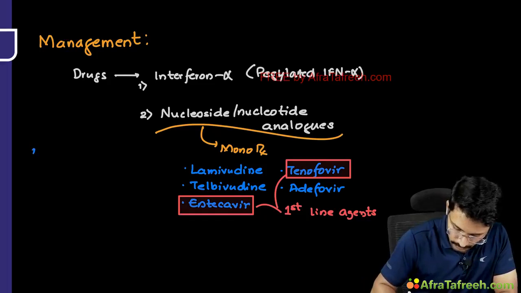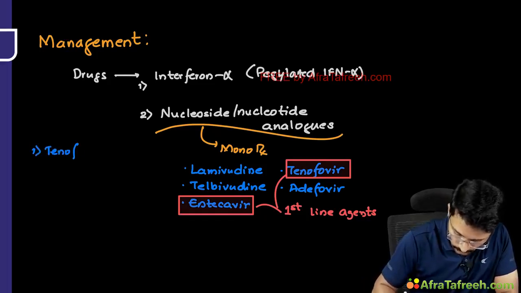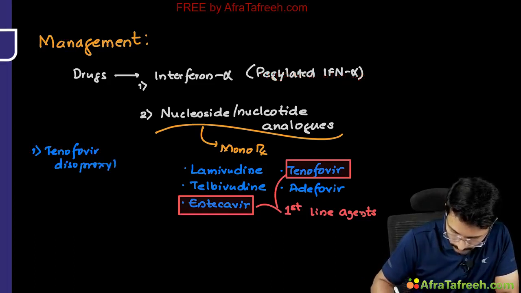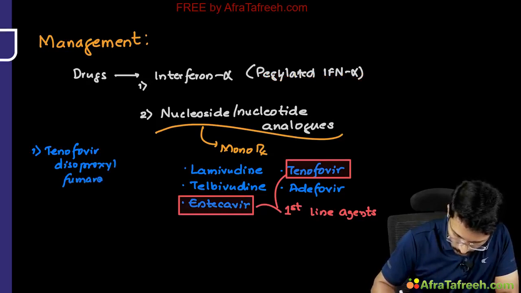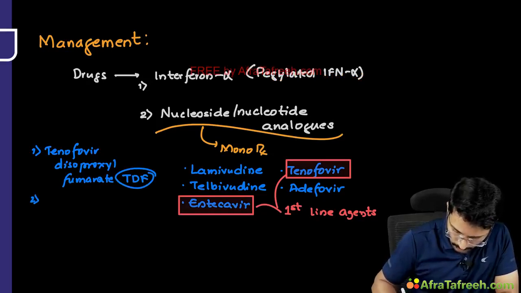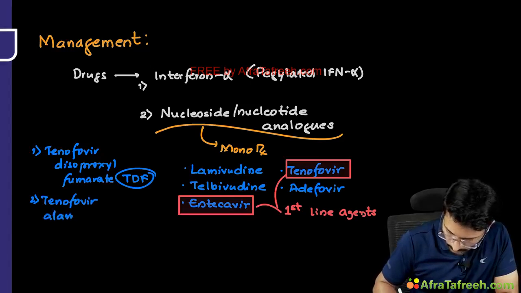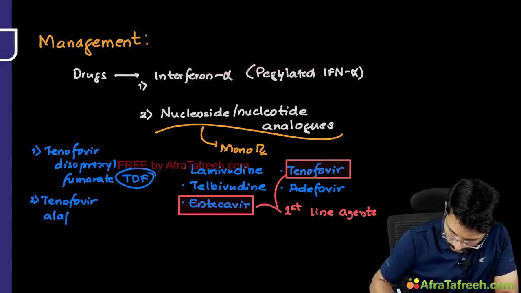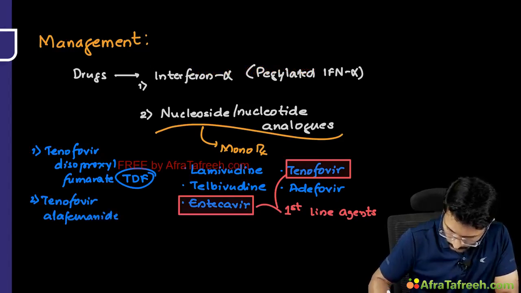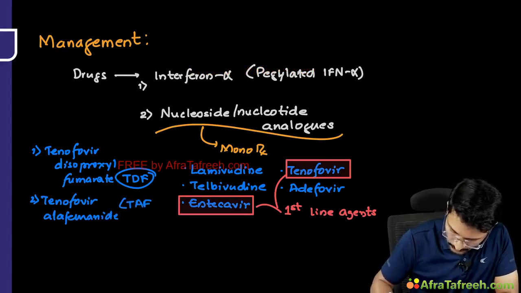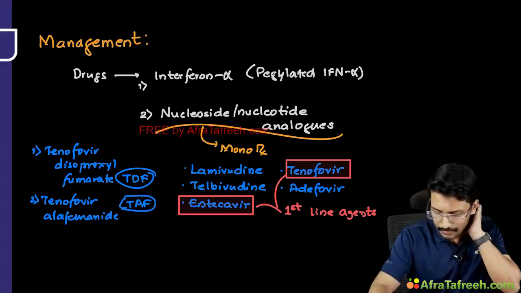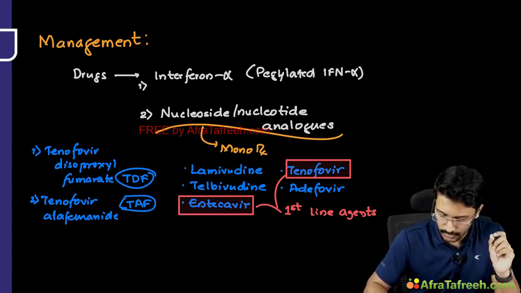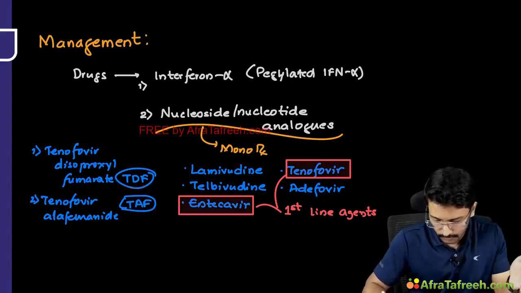Now, again, when I say tenofovir, right, we know two forms of tenofovir, right? What are the two forms? First form is tenofovir disoproxil fumarate, which is usually abbreviated as TDF, right? And then we have another form of tenofovir, which is called tenofovir alafenamide, which is usually abbreviated as TAF. Okay, now efficacy wise or our experience wise, we have been using TDF for a relatively longer duration of time than TAF.